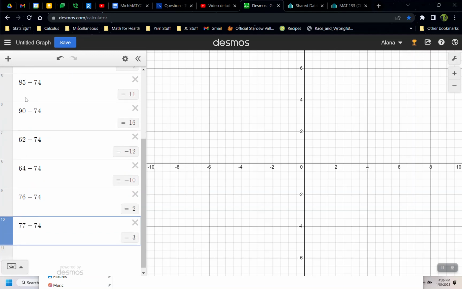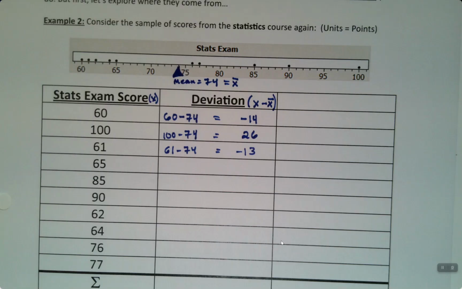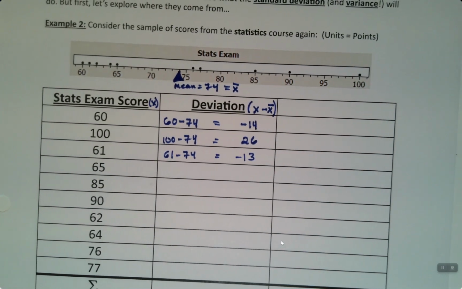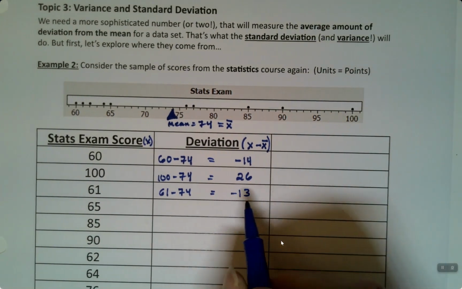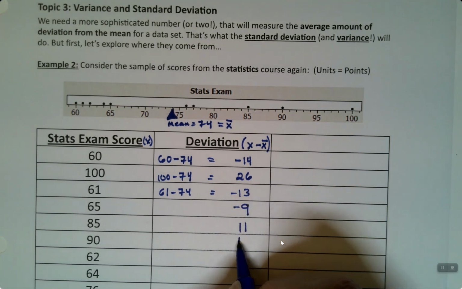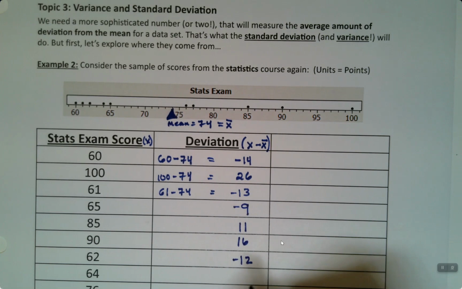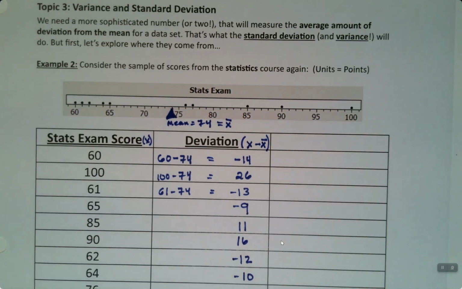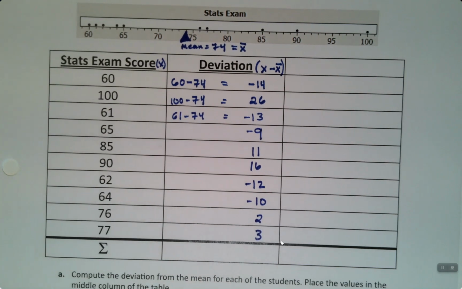Okay, so I found all those values, so I'm going to go put them in our table. If I can get to our table. There's our table. Okay, so this one was negative 13, this is negative 9, this is positive 11, this is positive 16, negative 12, negative 10, positive 2, positive 3. Yes, you leave the signs in there.